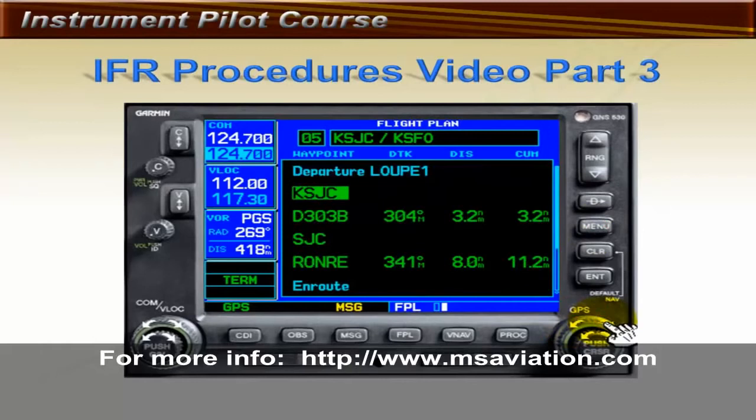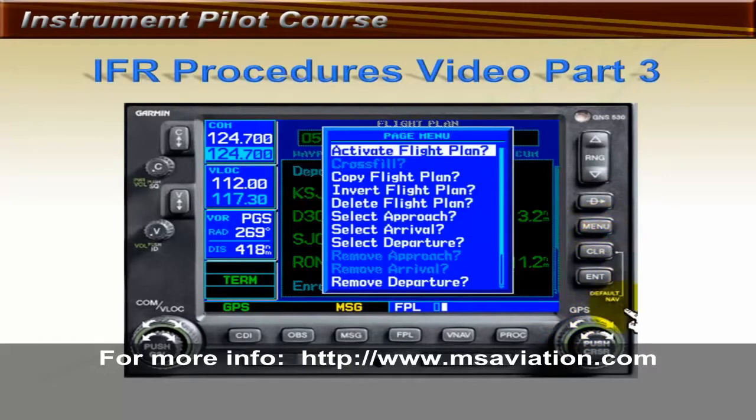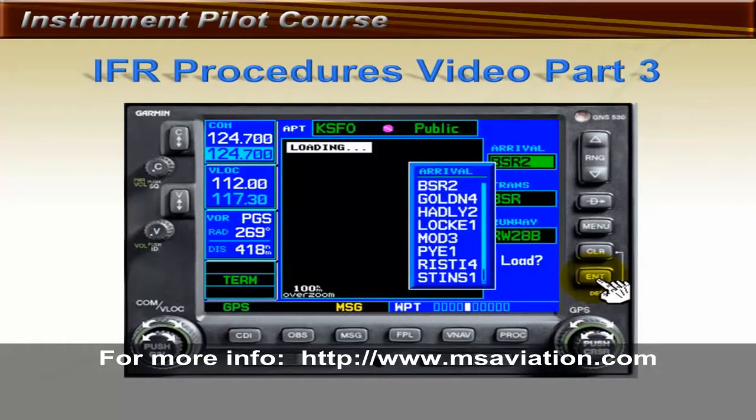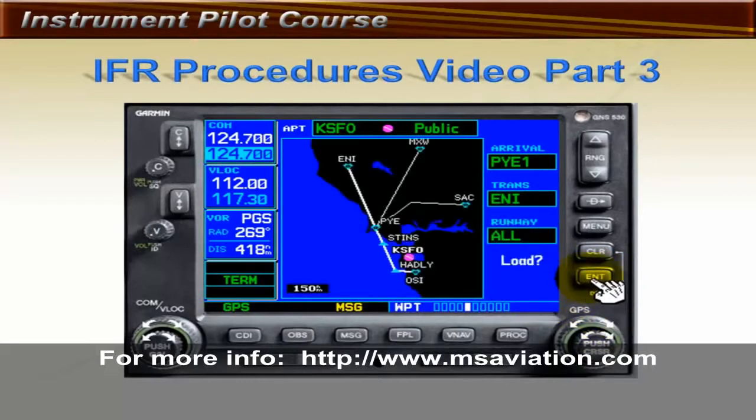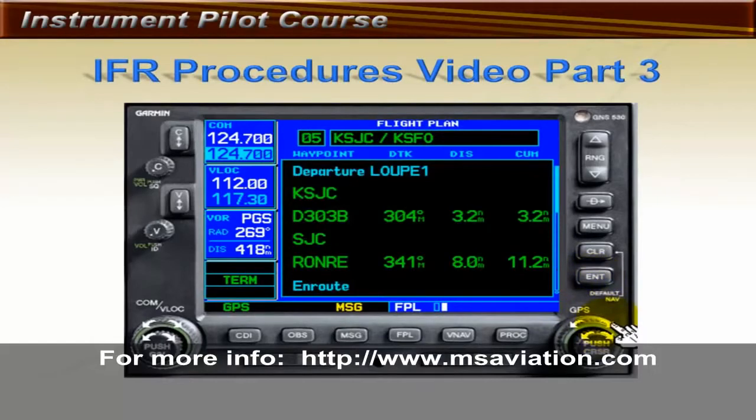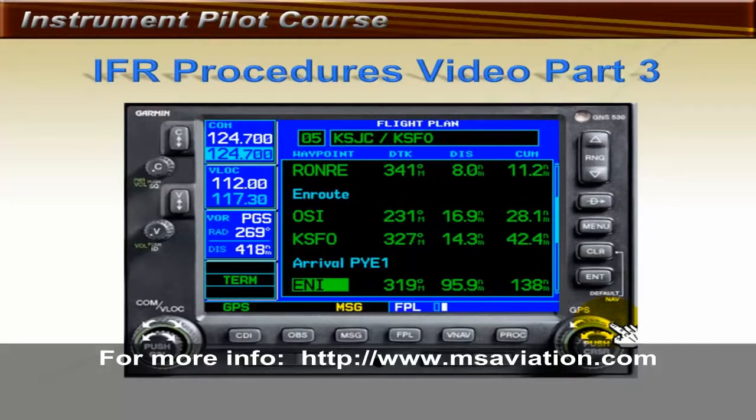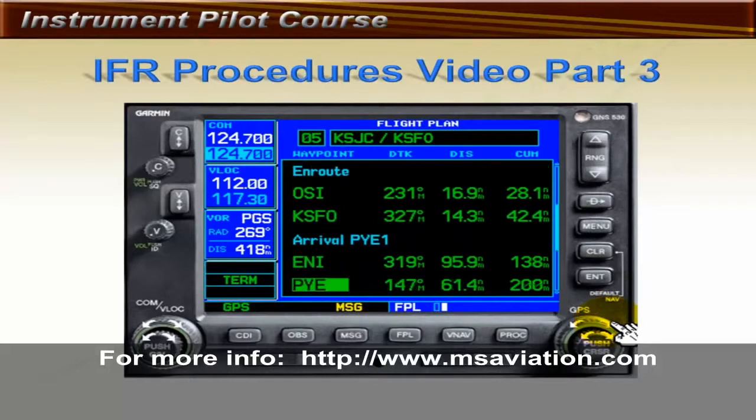Okay, now what I'd like to do is select an arrival procedure for San Francisco. So I'm going to press Menu, then select Arrival. Press Enter, and then we need to tell the GPS which arrival. We'll pick the Point Reyes 1 arrival down here. Enter. Which transition? E and I. Enter. And we'll load that. And now we'll see how that looks on the flight plan. We'll scroll down through, and there's the arrival.